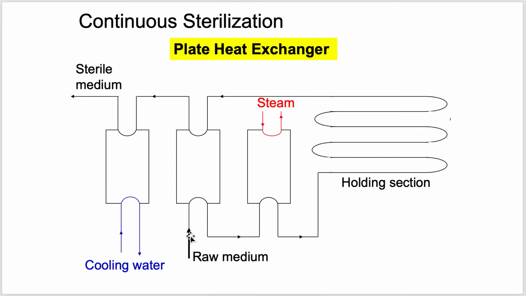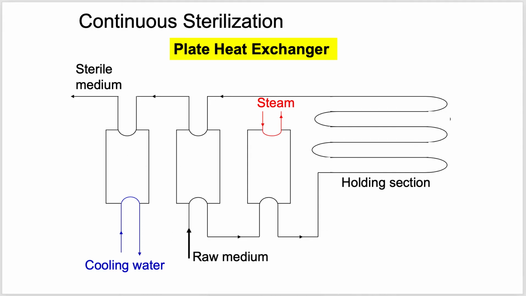The raw media is cold. So when it travels through here, if we can expose this raw material to the already sterile media, they can get some heat from this sterile media, and it will serve two purposes. One, the raw medium will get preheated, and the other purpose served is that the sterile media can get cooled down here. And finally, the sterile media is cooled by using cooling water.